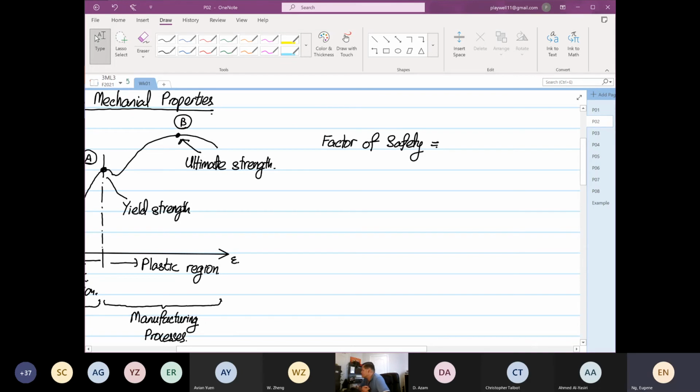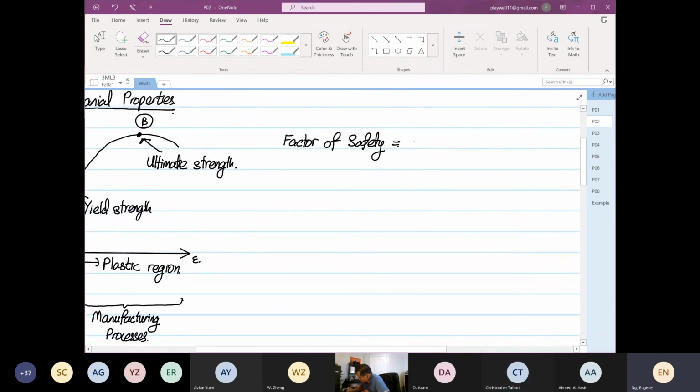Anyone? I hope you guys can still hear me, right? It's strength over stress. What type of strength? Maximum strength. So is it yield or ultimate? Ultimate, right? So it is stress ultimate over stress design, or allowable. Okay, what you allow. So we're going to look at a textbook, if I can find one.